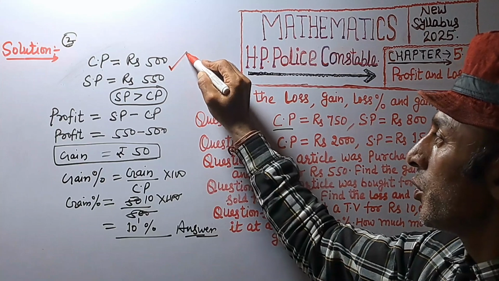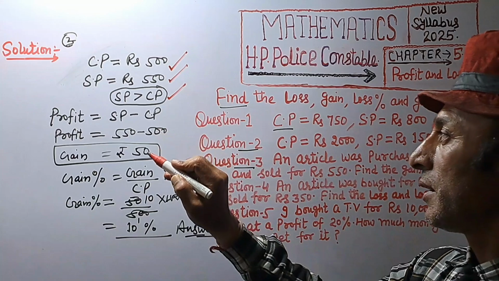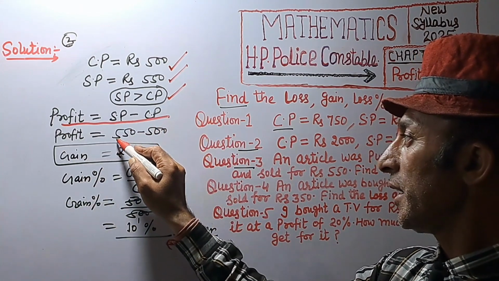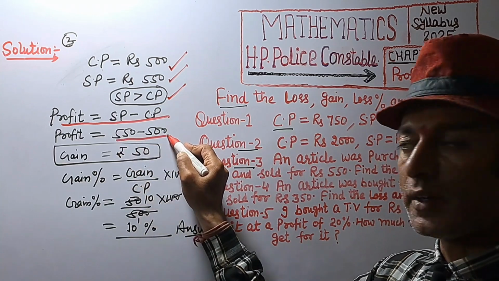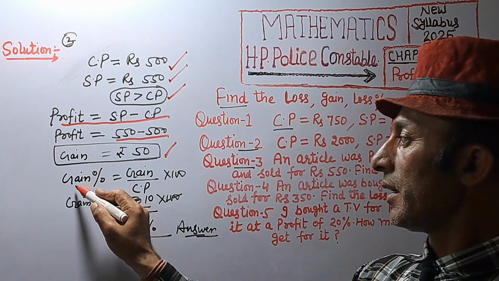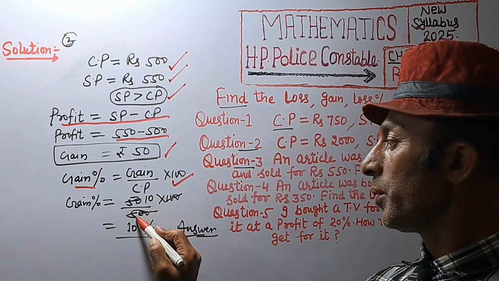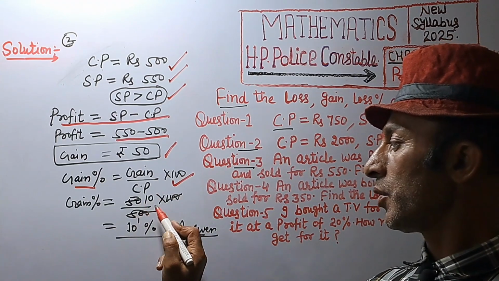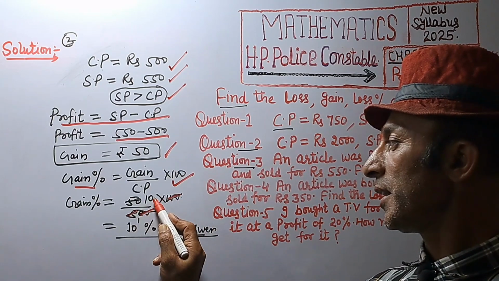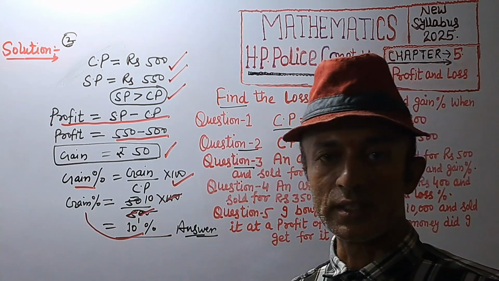Cost price equal to rupees 500. Selling price is 550 rupees. Selling price greater than cost price, then we get profit, and profit equal to selling price minus cost price. 550 rupees minus 500 rupees, that is 50 rupees gain. And gain percent is gain upon CP multiplied by 100. Gain is 50 rupees divided by cost price 500 rupees, multiply by 100. 0, 0 is cancelled, and 50 divided by 5, that is 10, 5 10s are 50. So we get gain percent equal to 10%. Answer.